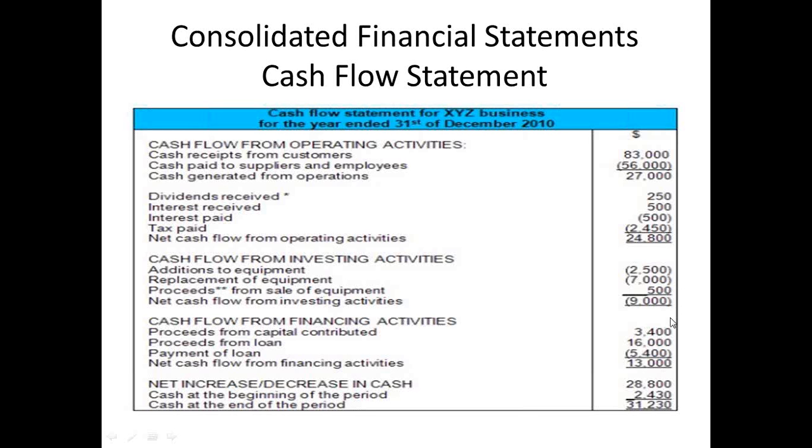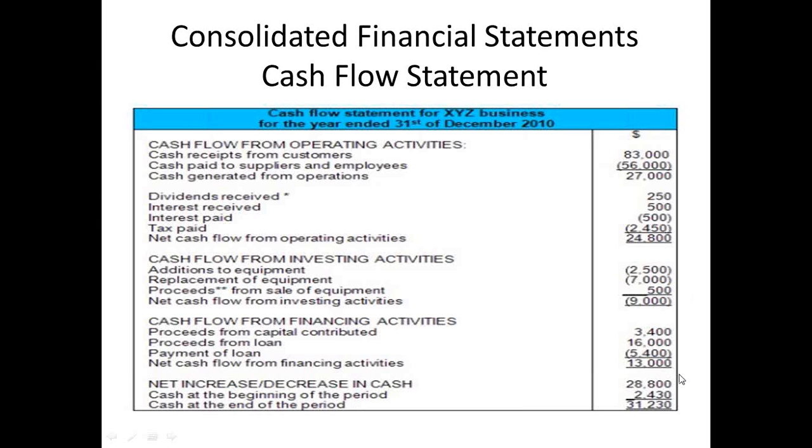So there's some other cash flow from financing activities. In this particular example, it looks like they put in $3,400 of their own money into it. They also got a loan for $16,000. There was a $5,400 payment on the loan, so there was a positive variance of $13,000. So if you look at the bottom, that $28,800 is the difference between this $24,800 minus the $9,000 plus the $13,000.